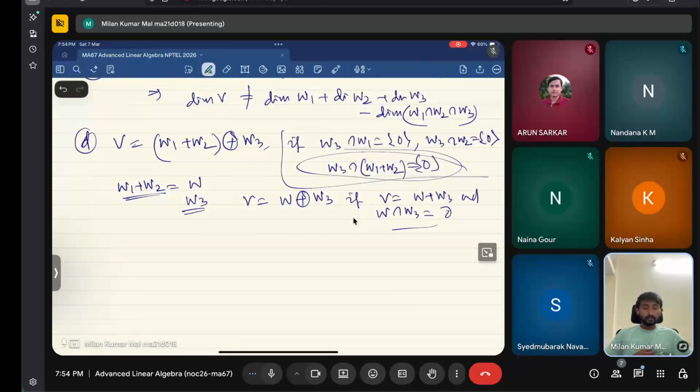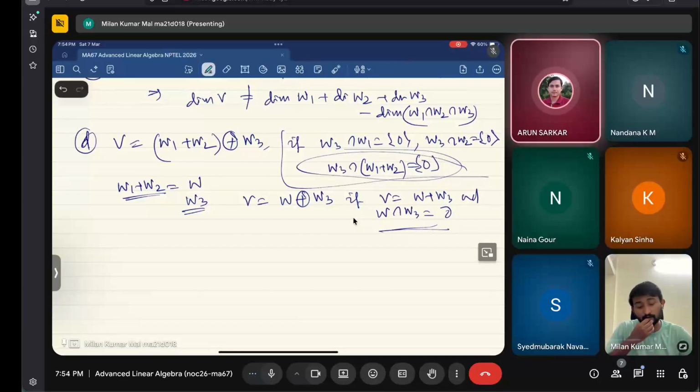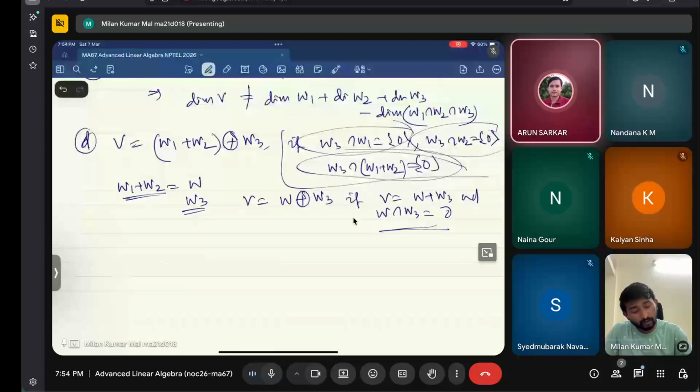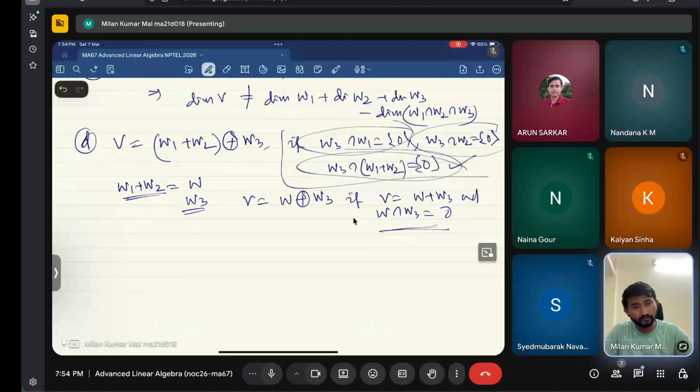This is the direct sum formula. You have two subspaces W and W3. Their sum is a direct sum if they are disjoint. So that is what has happened. That's why the last option's condition is enough. These two are actually not necessary. In fact, if the last one holds, then the first two also hold.